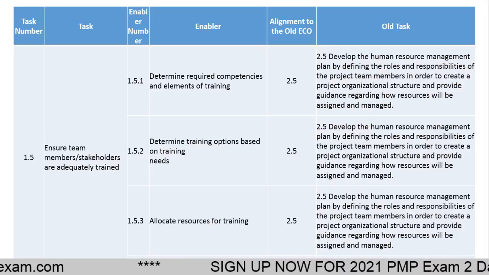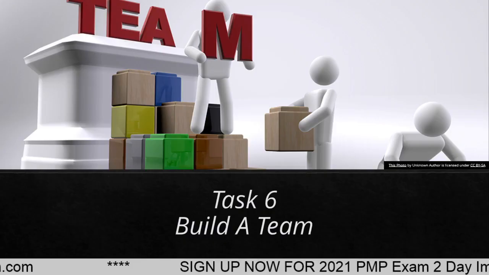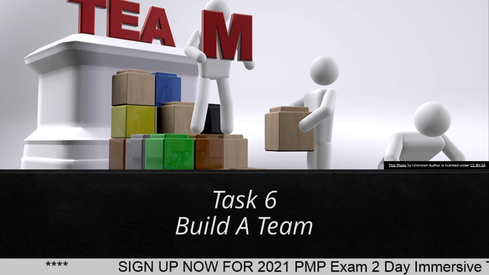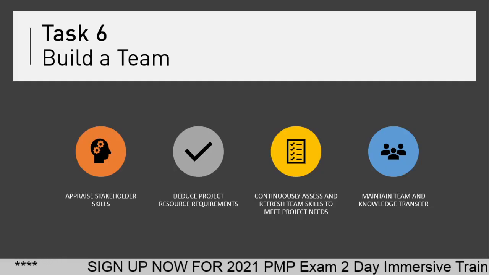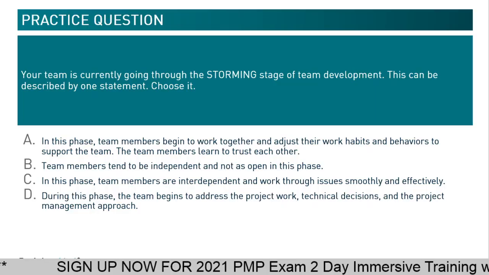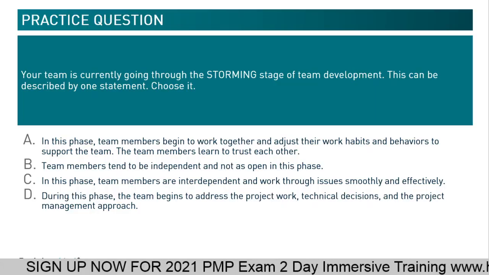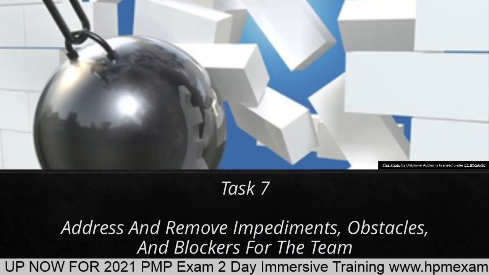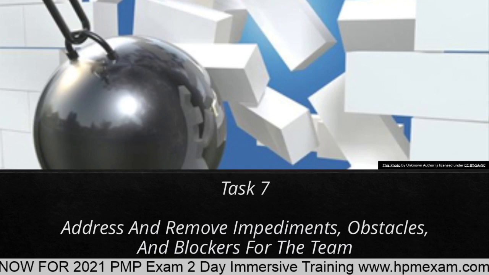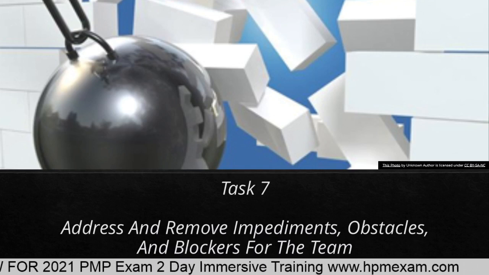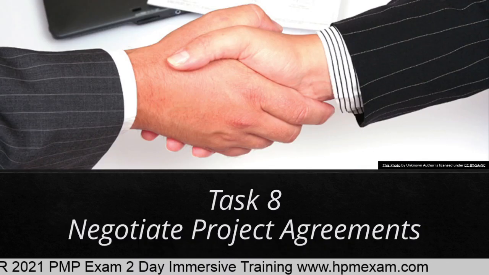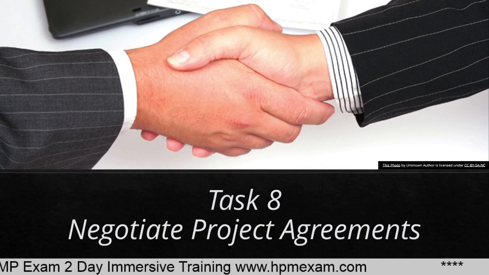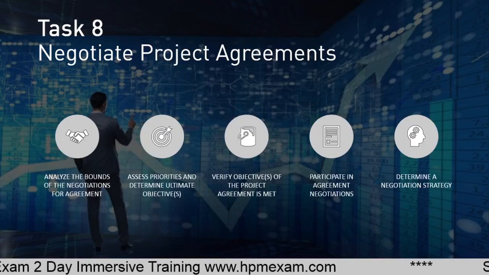Task 6, build a team. The PMI here mentioned appraising stakeholder skills and continuously assessing and refreshing those skills. That's what your exam is going to be about. You can expect to have situational questions that build on this. Number 7, address and remove impediments, obstacles, and blockers for the team. That is one thing you should be doing as a Scrum Master in an agile setting. Task 8, negotiate project agreements. And that is all about being able to work with people in such a way that you're looking for a win from your perspective and from their perspective, a win-win.